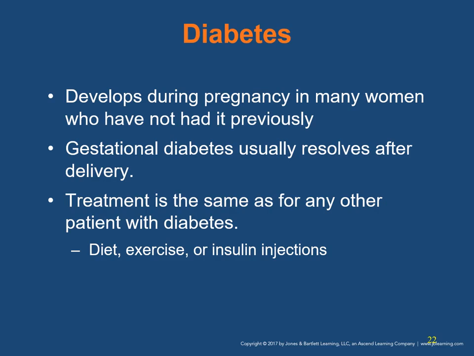Diabetes. Diabetes develops during pregnancy in many women who have not had diabetes previously. This condition, called gestational diabetes, resolves in most women after delivery. The treatment is the same as for any other patient with diabetes. A pregnant woman may control her blood glucose level with diet and exercise or may take medications. In some cases, the woman will have to manage her condition with insulin injections. A pregnant woman experiencing hyperglycemia or hypoglycemia should be cared for in the same manner as any patient with diabetes.